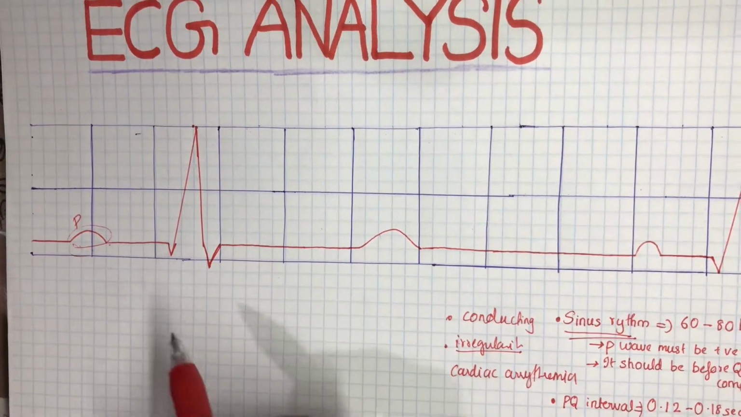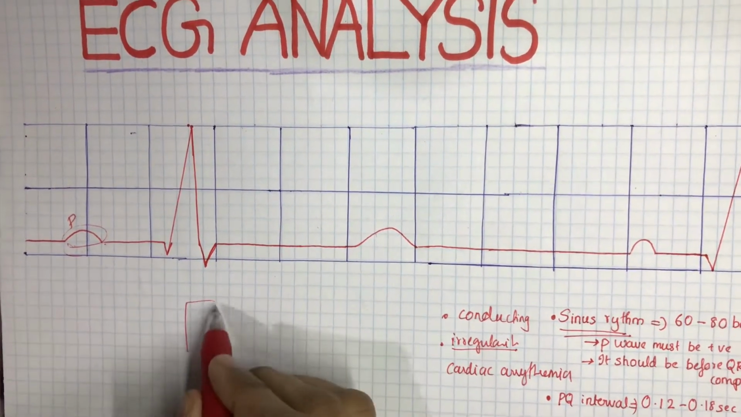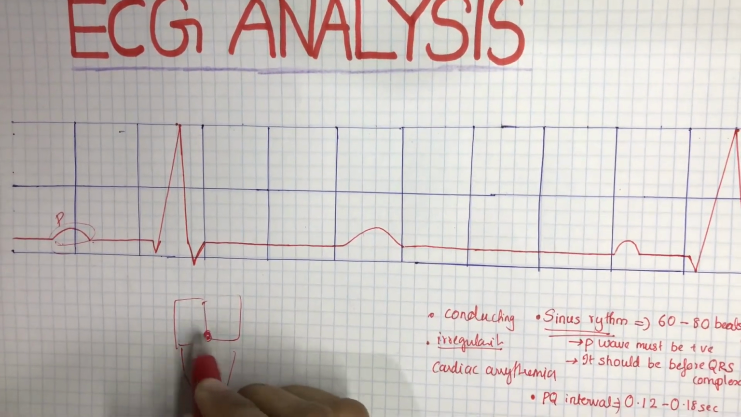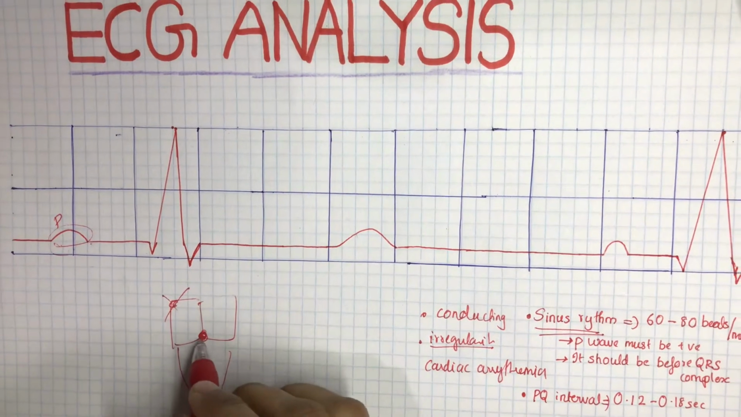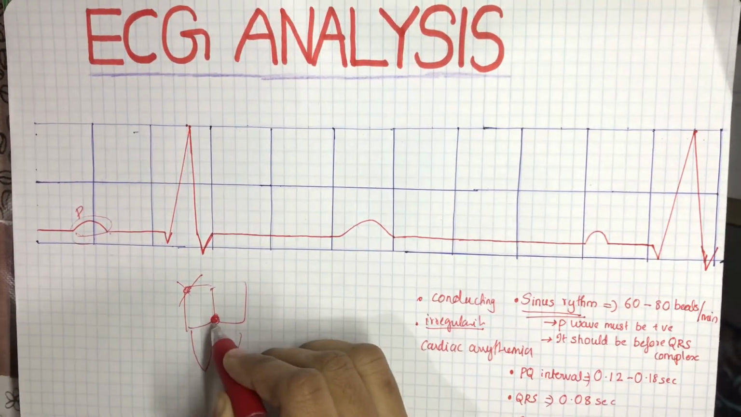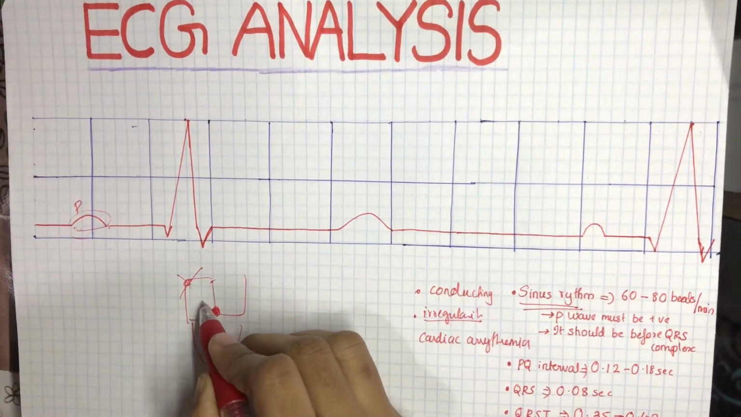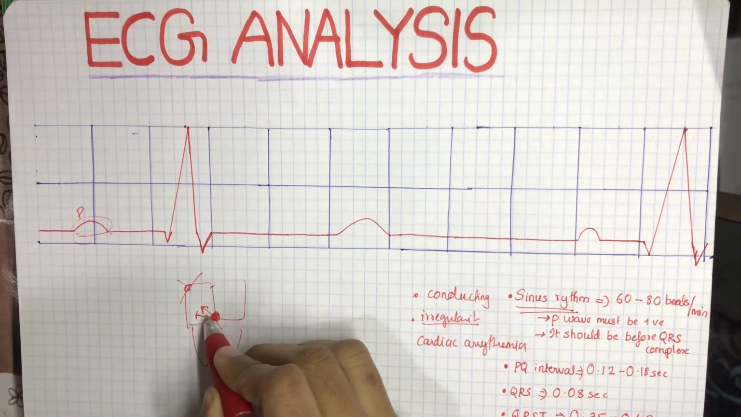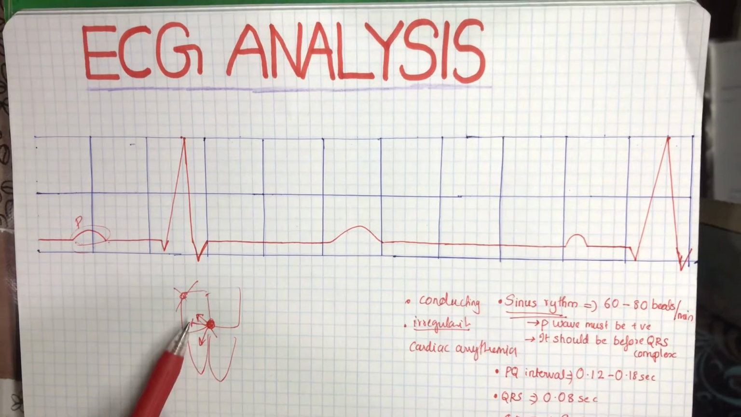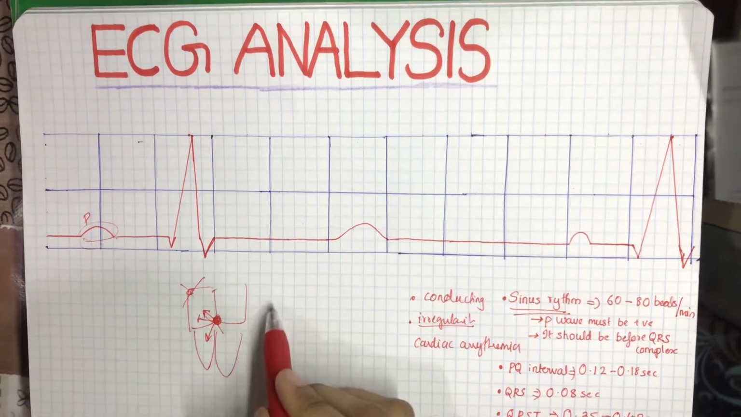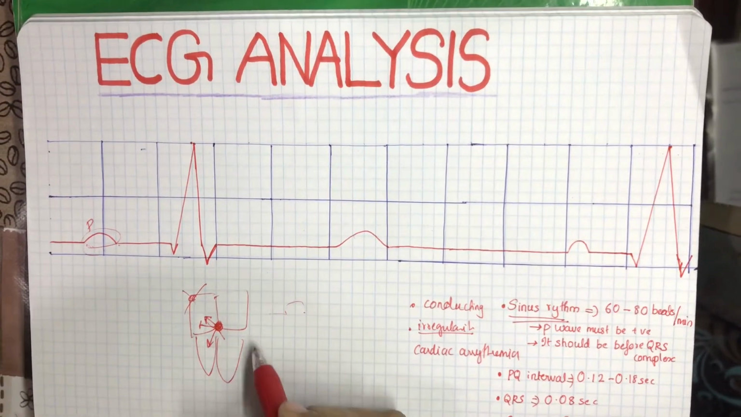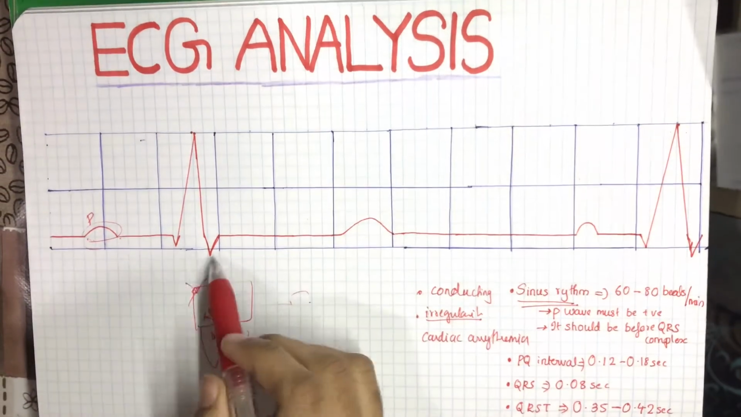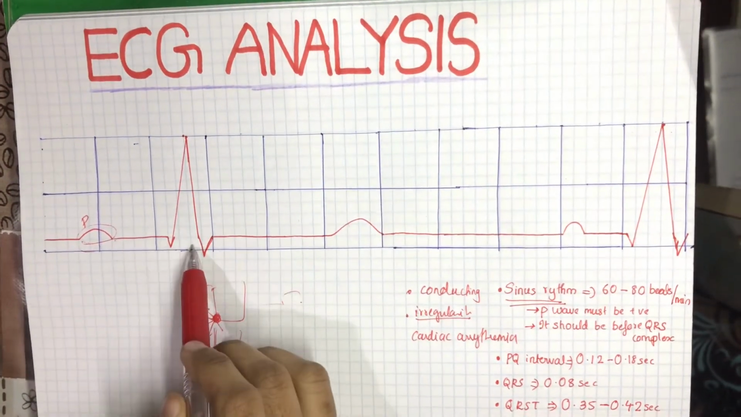If the SA node is not working in the heart, then the AV node will work, and the AV node creates impulses, and it can also go here and here also. If the impulse is going here, then the atrium will also contract, like the P wave will be formed. But what is the problem? It will be after or in between the QRS complex.